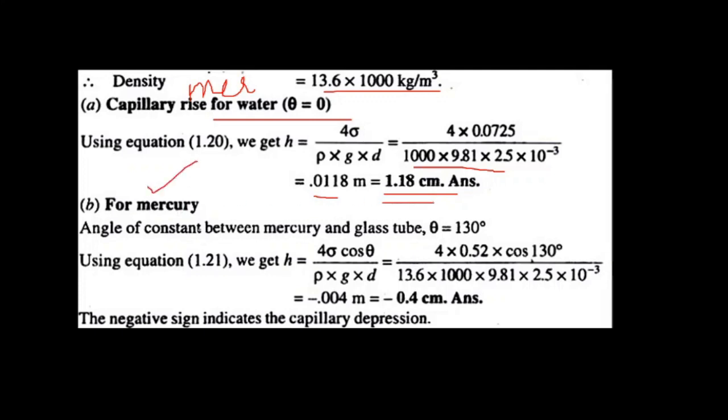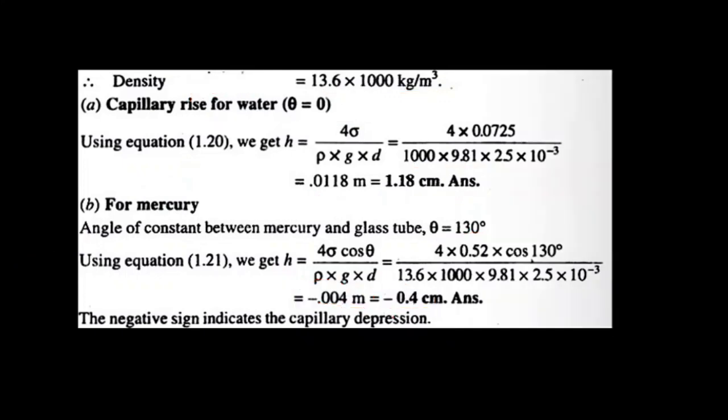Second case, for mercury. The angle of contact between the mercury and the glass tube, theta, is 130 degrees, given in the question. So h is equal to 4 sigma cos theta by rho g d. This is the equation for capillary fall. Whenever mercury comes into the picture, we have to calculate the capillary depression. So 4 into sigma into cos 130, divided by 13.6 thousand, 9.81, into 2.5 into 10 power minus 3. What will you get? Minus 0.004 meter. Why this negative sign? The negative sign is nothing but the capillary depression. So the answer is minus 0.4 centimeter. This is how we solve a problem on capillarity.